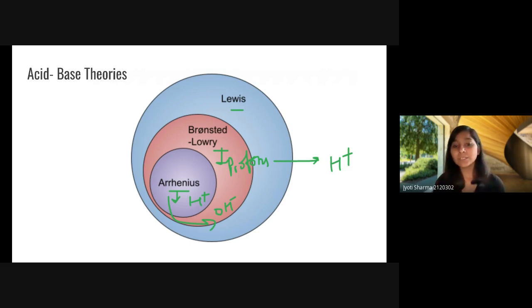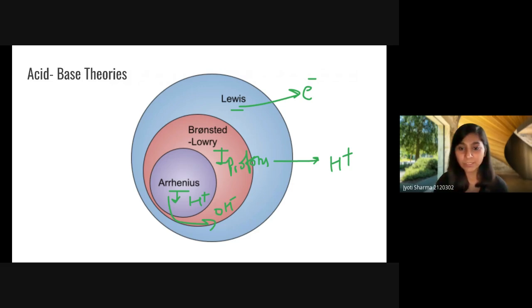But here they didn't talk about H plus ion or OH minus. Bronsted-Lowry said that if the compound is a proton donor, then it will be an acid, and if it is a proton acceptor, then it will be basic in nature. But if we are talking about Lewis, then they didn't talk about proton or H plus ion. That theory talked in terms of electrons, where one will be the electron donor and one will be the electron acceptor, and based on that, they differentiated between acid and base.